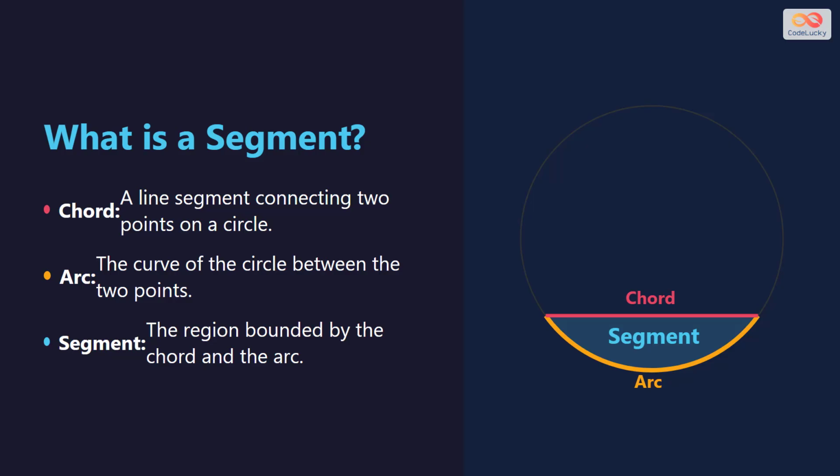First, let's identify the parts. A chord is a line connecting 2 points on a circle. An arc is the curve connecting those same points. The area trapped between them is called the segment. In this diagram, the blue shaded region is what we want to calculate.